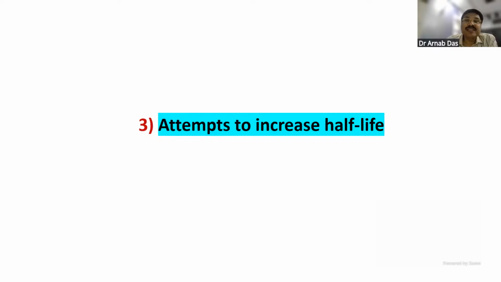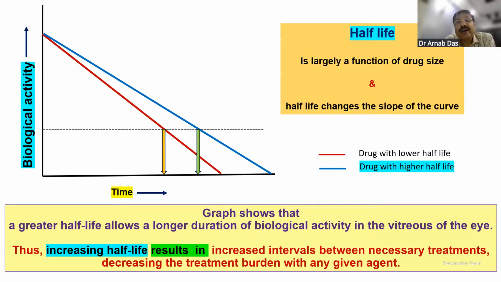Talking about attempts to increase the half-life. Half-life is largely a function of the drug size, and half-life changes the slope of the curve, as you can see on the left. The graph shows that a greater half-life allows a longer duration of biological activity in the vitreous of the eye. This increasing half-life results in increased intervals between necessary treatments, decreasing the treatment burden with any given agent.